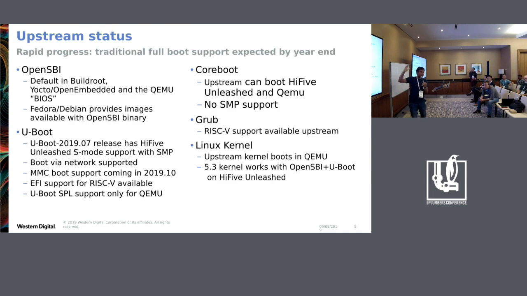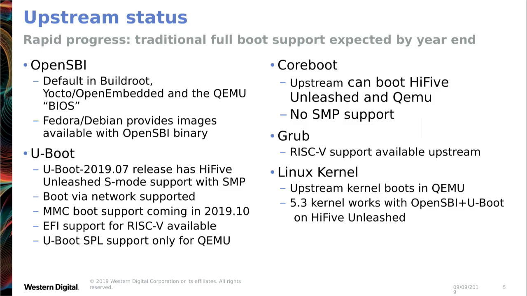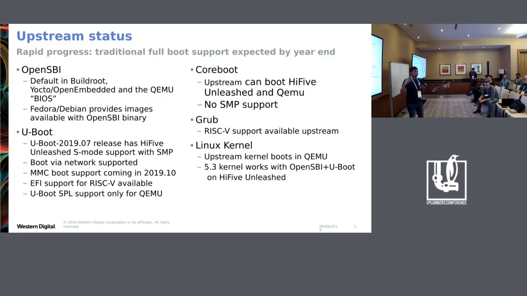So this is, what I said, just in one slide, the upstream status. OpenSBI is now the default in Buildroot, Yocto, OpenEmbedded, QEMU, thanks to Alistair. And then U-Boot's 2019.07 release had complete Unleashed support with SMP, and network support was also added in the July release. The next U-Boot master works perfectly, but the next release, which would be in October, also has the MMC card, so you can use MMC card support as well.